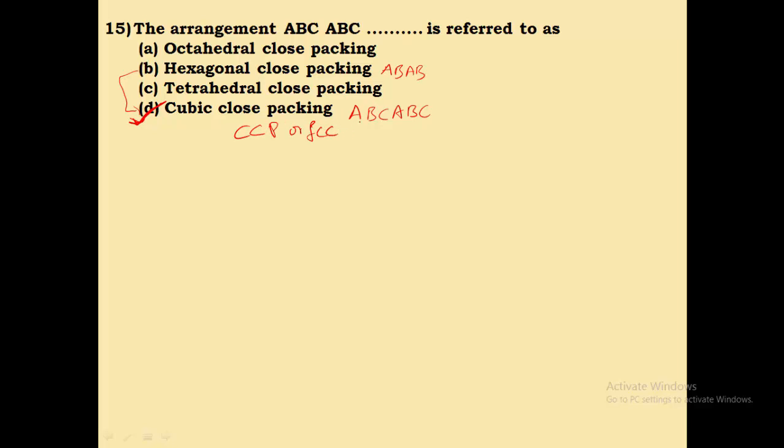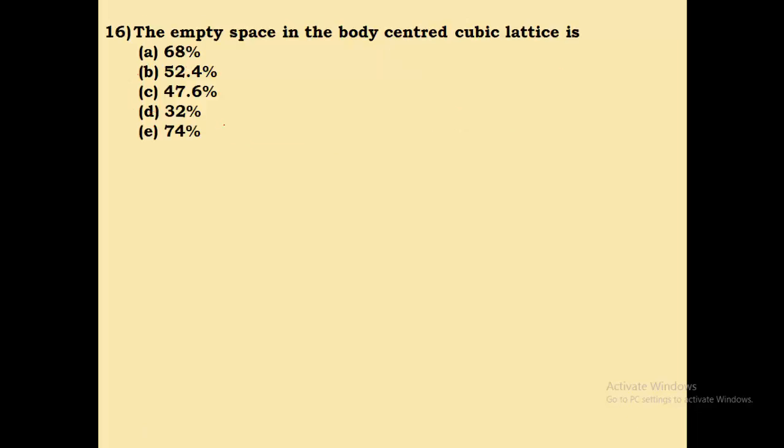Arrangement is ABC and coordination number is 12. Here also the coordination number is 12 in HCP as well as in CCP, but the arrangement in HCP is AB, and in option D, that is in CCP, arrangement is ABC. The 16th one, the empty space in the body centered cubic lattice.